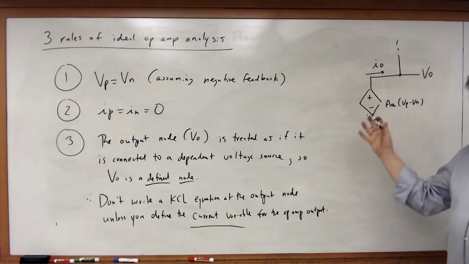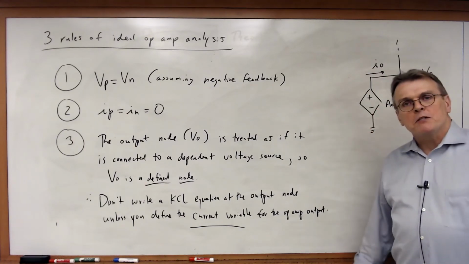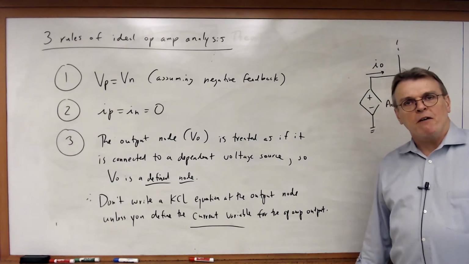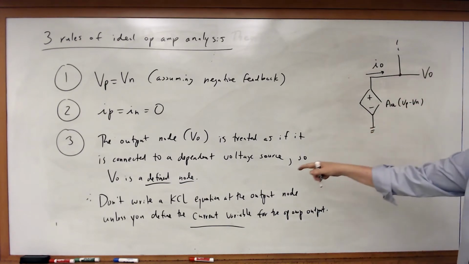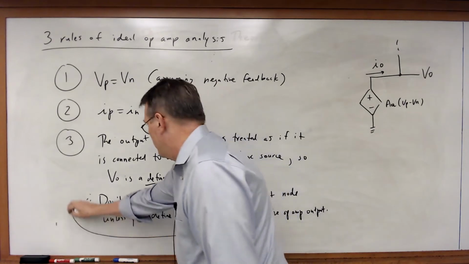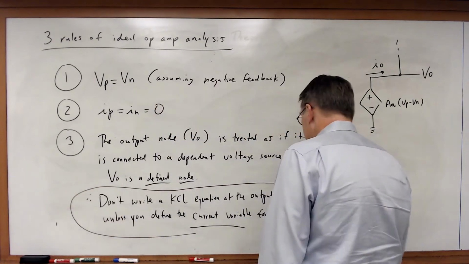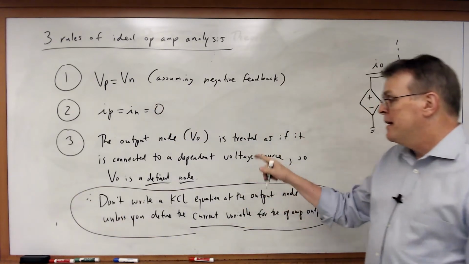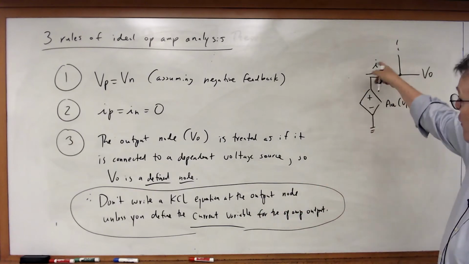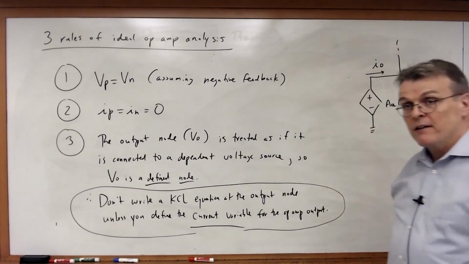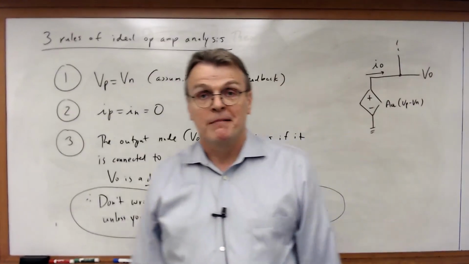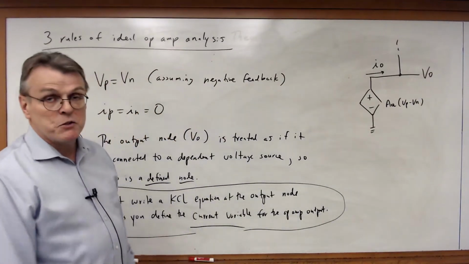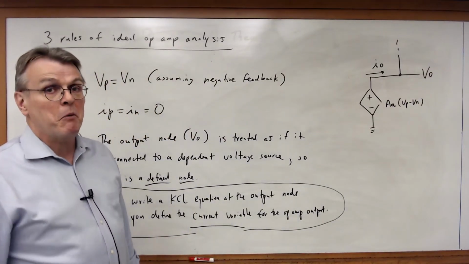So, guess what one of the most common mistakes students will make when they are trying to solve op-amp problems is? They'll try to violate rule number 3. Don't write a KCL equation at the output node unless you need to know the current that's actually flowing out of the output of the op-amp. Straightforward, but lots of people will make that mistake.